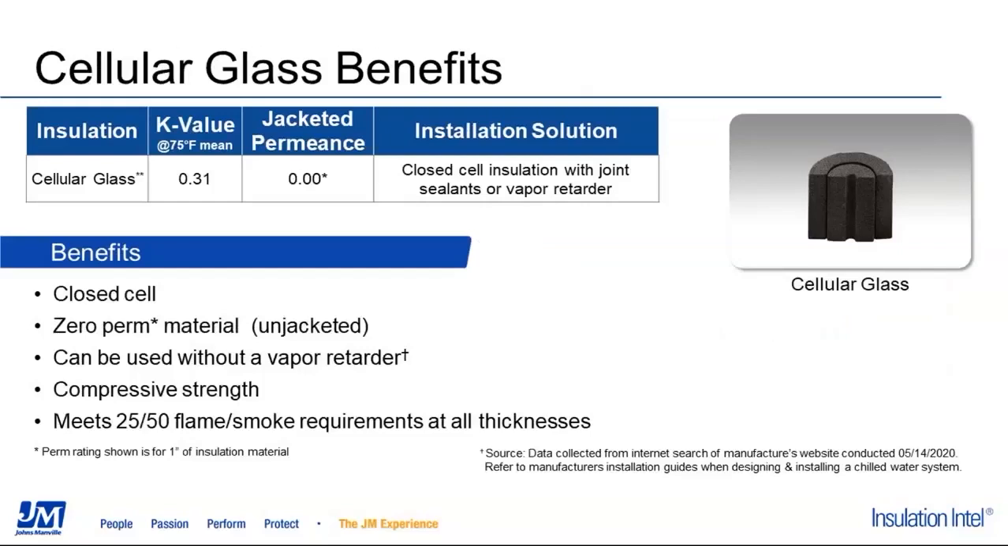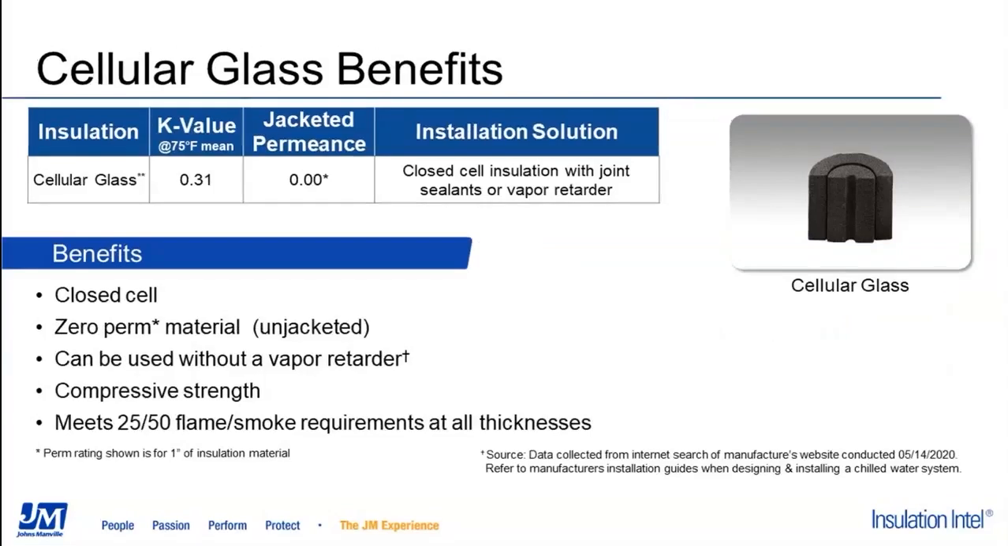Thanks, Kathi. We're going to take a look at some of the products outside of JM's offering, starting with cellular glass. Cellular glass, as Kathi has mentioned, does have the highest K value of all the materials at 0.31. It is typically installed without a vapor retarder because the material itself is zero perm. The fact that cellular glass is zero perm is one of its primary benefits and makes it pretty unique. None of the other materials we're reviewing have that quality. Cellular glass is also closed cell. It's a rigid material with good compressive strength and meets 25/50 flame smoke at all thicknesses.